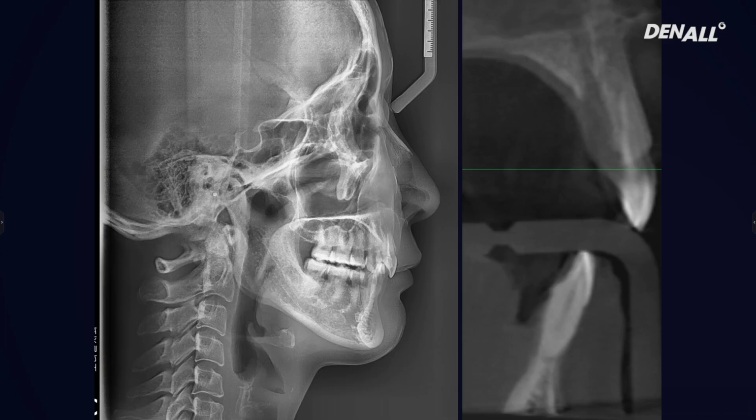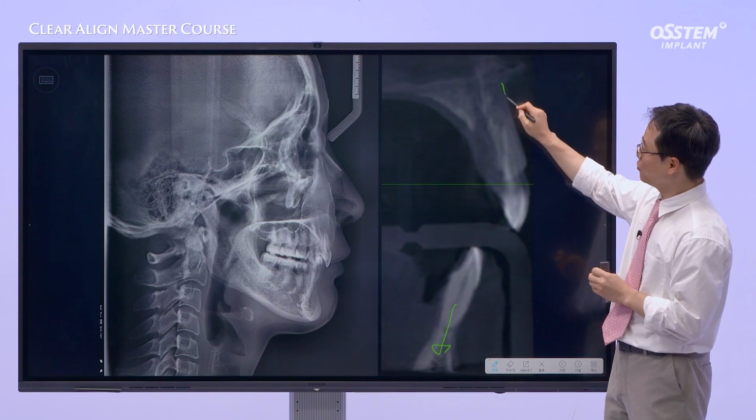Clearly, this is not a case where intrusion seems feasible. The bone condition itself isn't favorable. That's why favorable conditions are essential. When planning for intrusion, it's important not only to assess the condition of the alveolar bone, but also to carefully consider the direction of the intrusion.